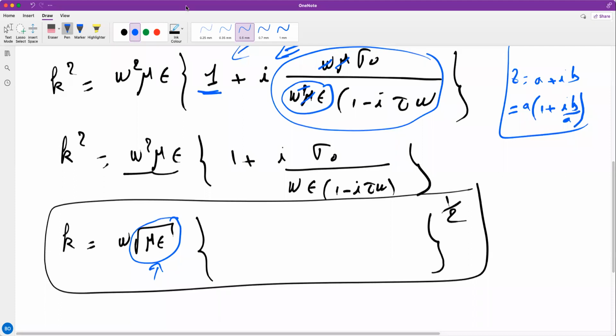Let me look at the answers. Yeah, I have one good answer. Mu is Henry per meter, and permittivity is Farad per meter.